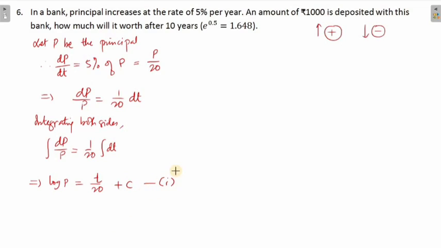Okay, now see here carefully. An amount of rupees 1000 is deposited with this bank. How much will it be worth after 10 years? That's what the question is asking you.